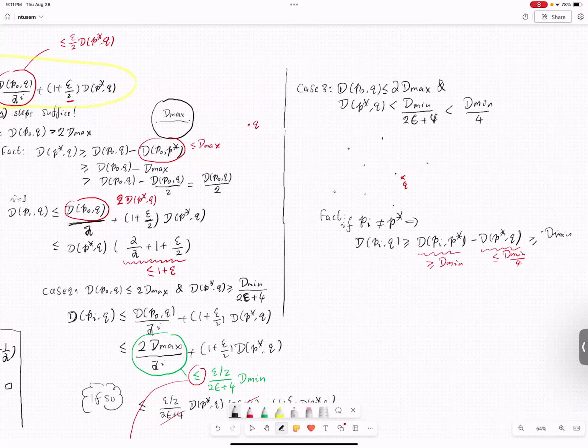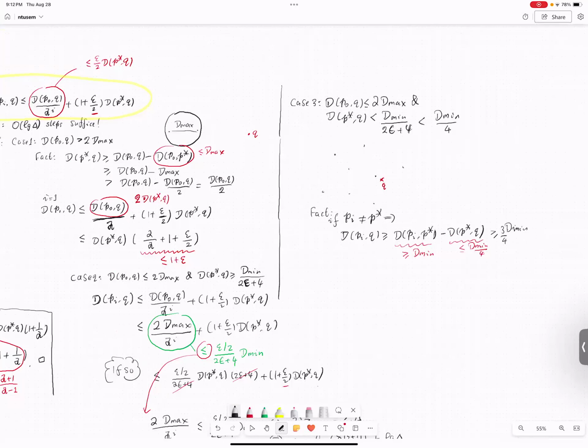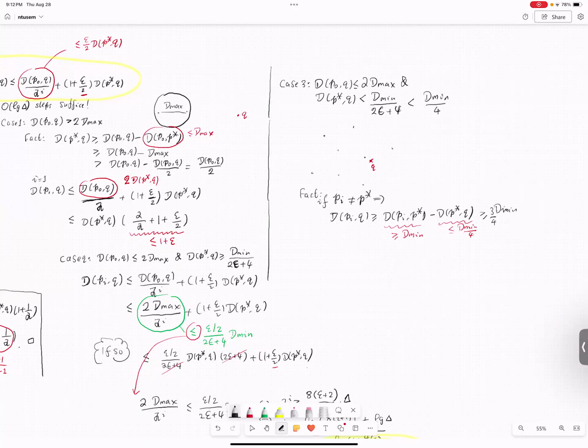In other words, you can imagine that we can divide the data set into two parts: only P star in the first part, and everybody else in the second part. For P star, of course, the distance is something very small, less than d min over 4, but for all the other points, their distances to Q are at least 3 over 4 times d min. Cool.